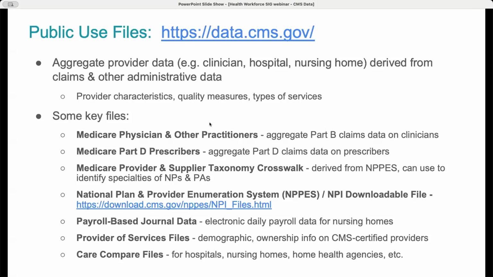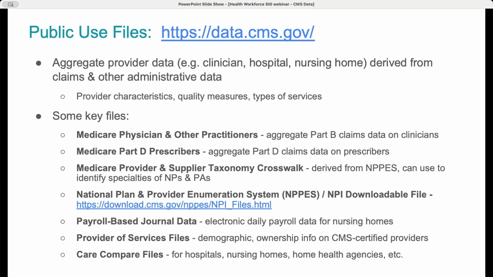They have aggregate Part B data, Part D data, where you can get generic information about prescribers. Uli already talked about the NPPES data and the provider supplier taxonomy crosswalk. Some other data that are not derived from claims, but that might be of interest to this group, are the nursing home electronic payroll journal data. So this is electronic payroll data that every CMS certified nursing home in the country is required to submit. Lots of data in there. And then also Care Compare files, provider of service files, lots there to look through.